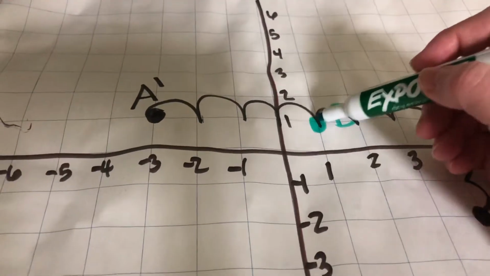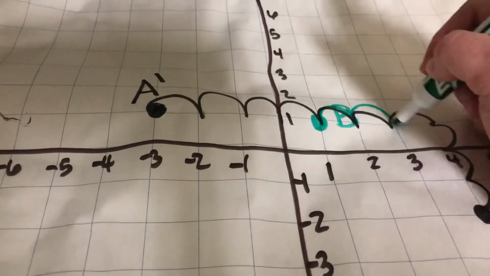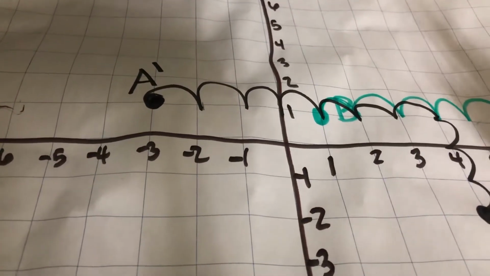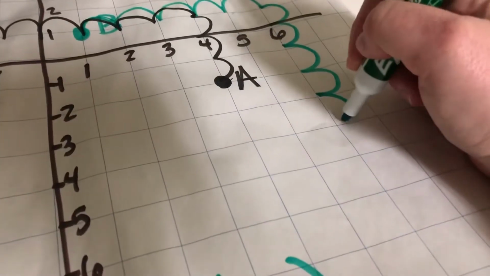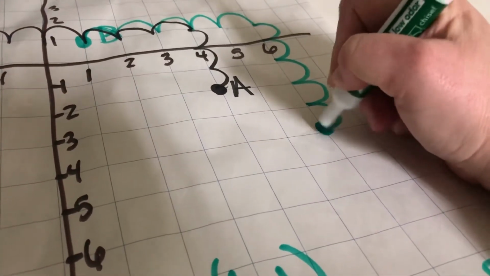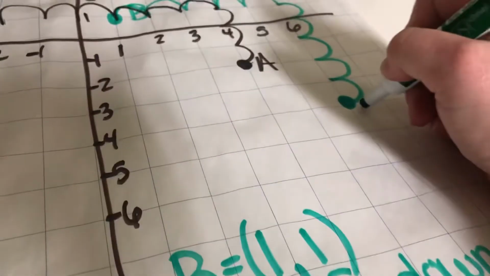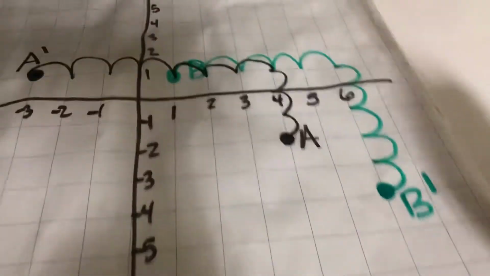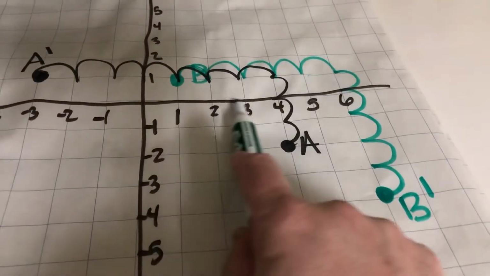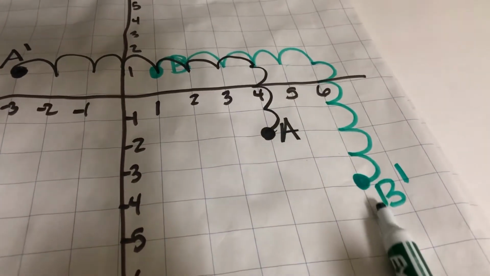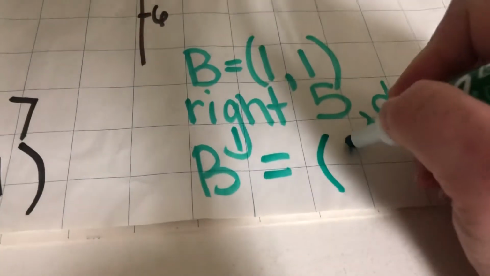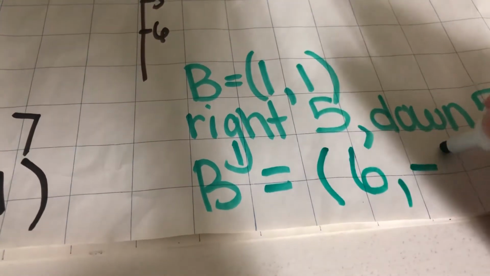I'm going to go right 5: 1, 2, 3, 4, 5, and down 5: 1, 2, 3, 4, 5. And I'm going to make my new point, and I'm going to label it B1 because it is my image. All right, and my new coordinates for this image is I'm going across the floor to 6, and I'm going down to -4. So let's write that down here. 6, comma, -4.